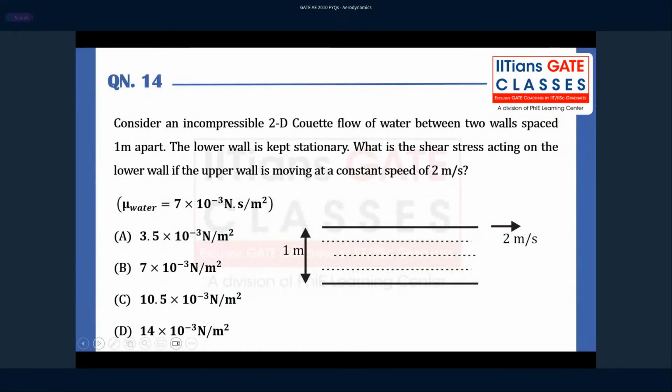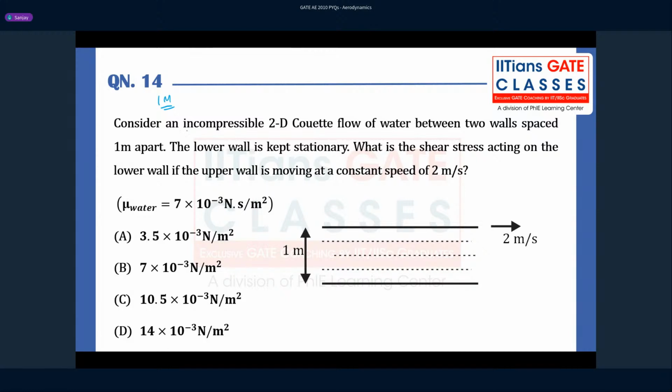Yeah. So this is the first question. If you see in the GATE 2010 paper, this was question number 14. So this was again a 1 marker question. Okay, it's an MCQ. So let's see what this question says.